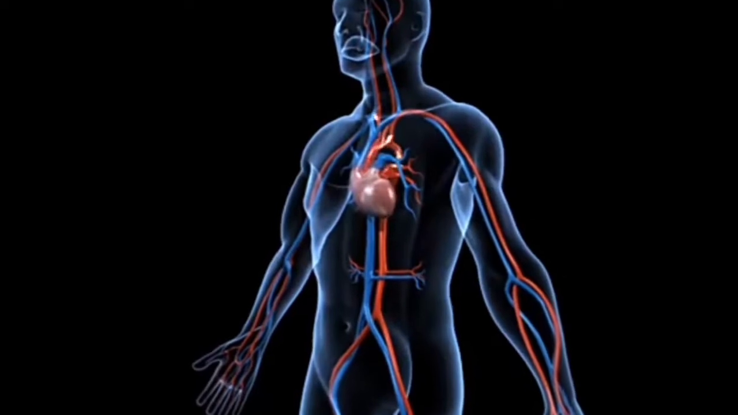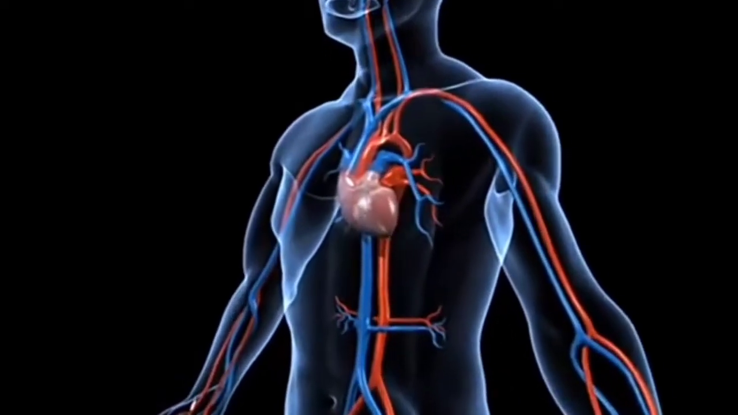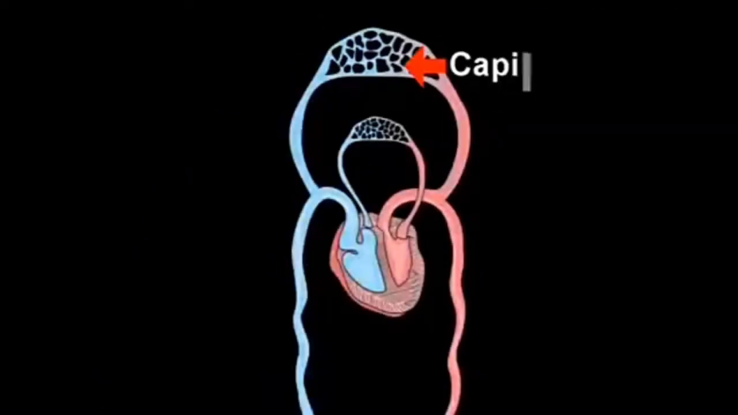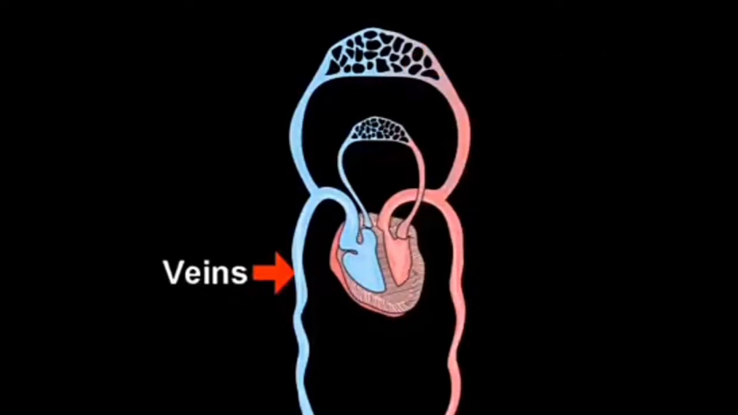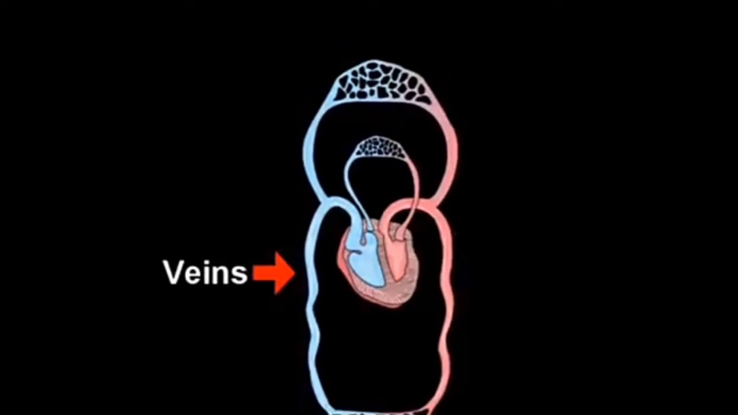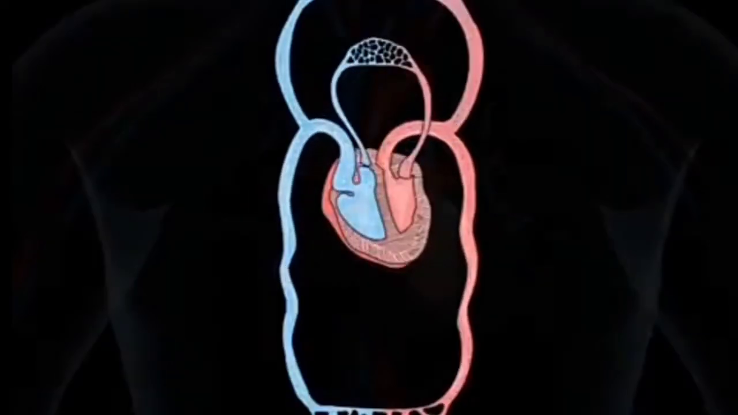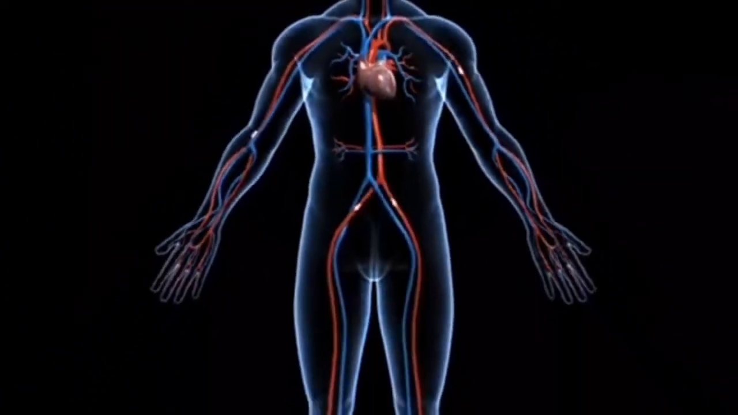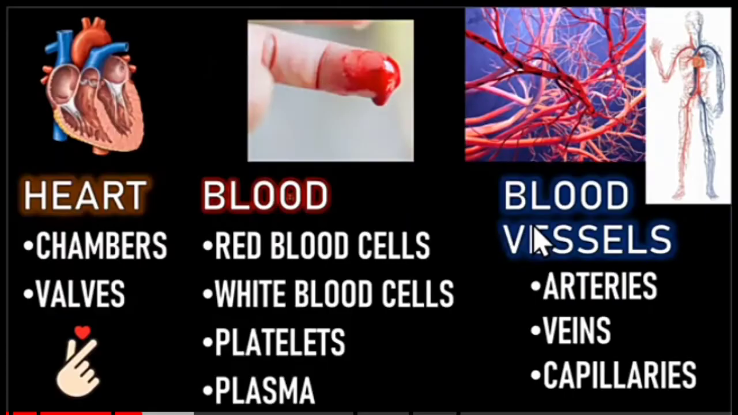So here we see the blood circulating throughout the body. Veins and arteries merge in the capillaries, where exchange of gases takes place. The blue color stands for veins, and the pink blood vessel, the artery. Red signifies oxygenated blood. The heart has chambers and valves. Blood contains red blood cells, white blood cells, platelets, and plasma.